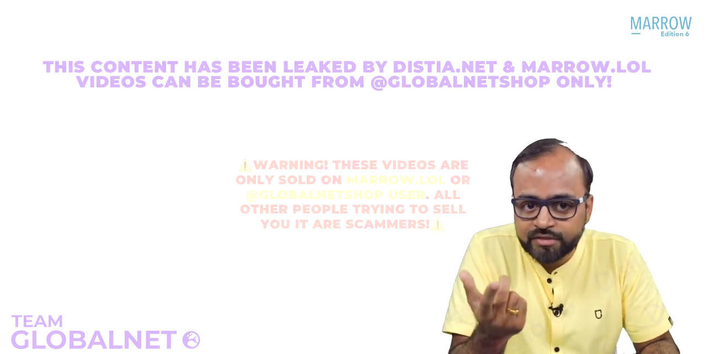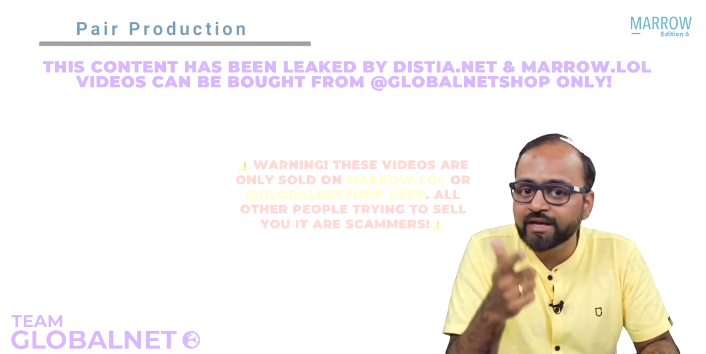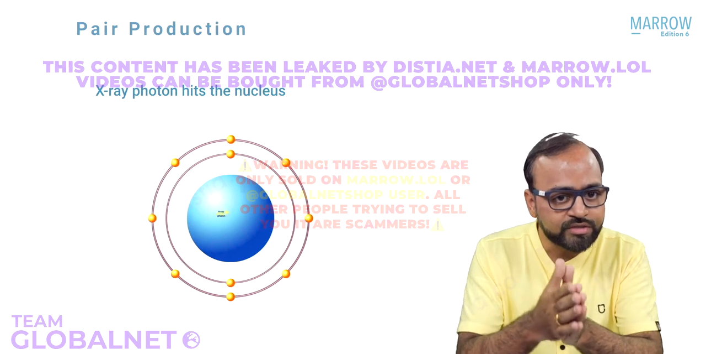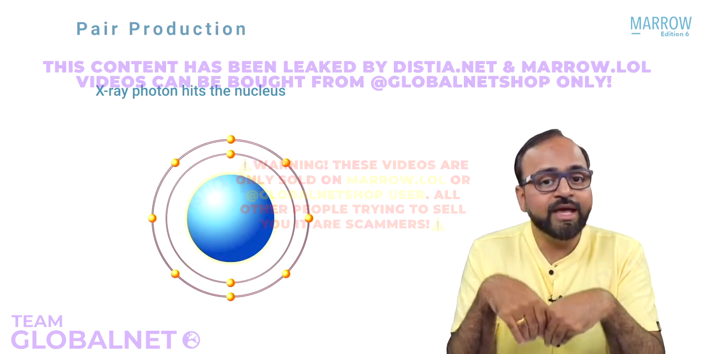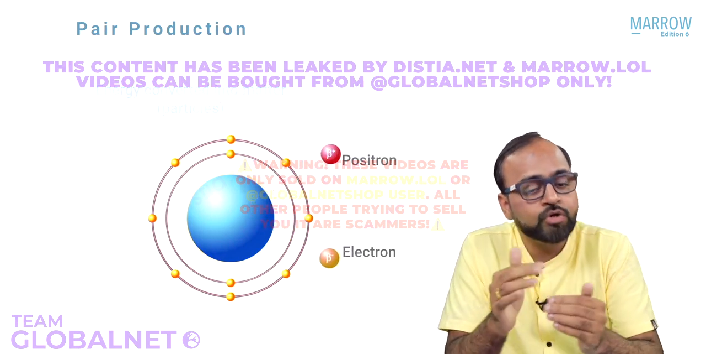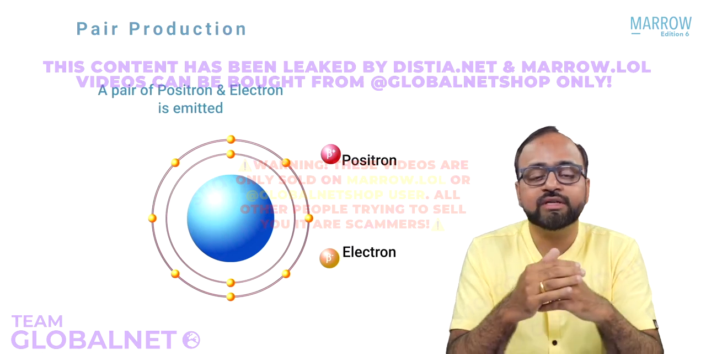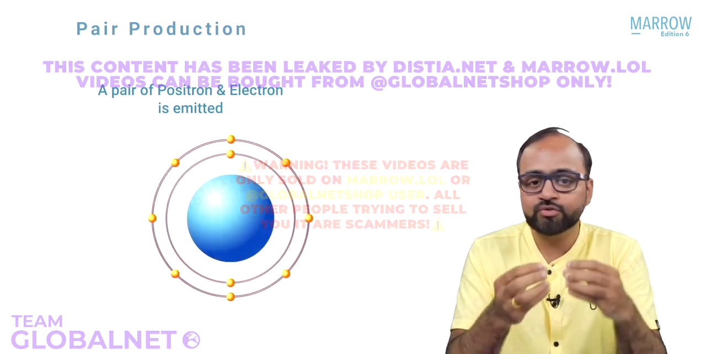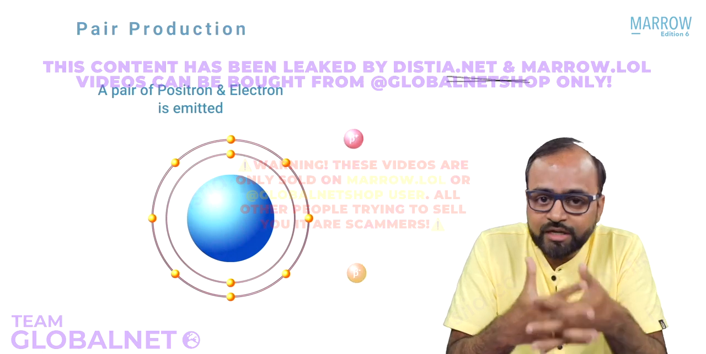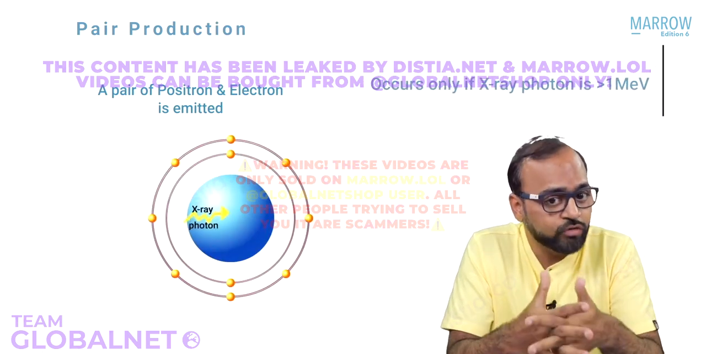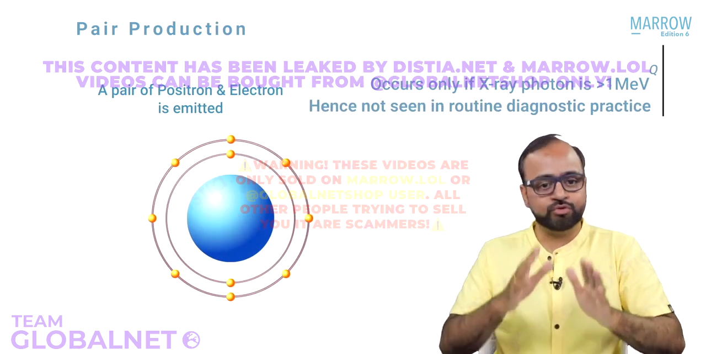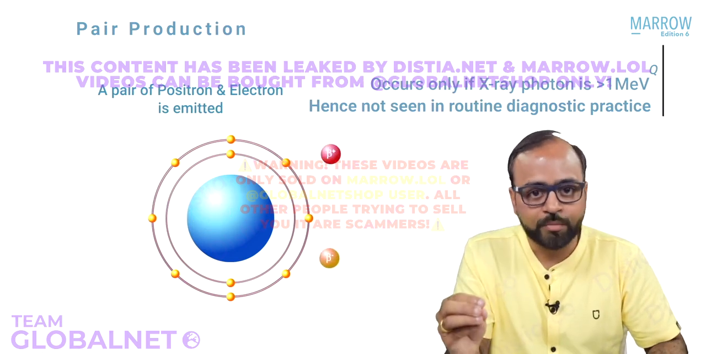Next is called pair production. Again, look at the name, right? A pair is going to be produced. So what is going to happen? An X-ray photon is going to come and hit the nucleus, right? Nothing will happen to the nucleus, but the energy of the X-ray photon is converted into particles or matter. One positron and one electron are released out. A pair is produced. So energy is converted to matter, a pair of positron and electron is produced. This occurs again only if the incident X-ray beam has a strength of more than around 1 mega electron volts, which is again not used in routine diagnostic radiology. So this is also an interaction which does not occur very commonly.